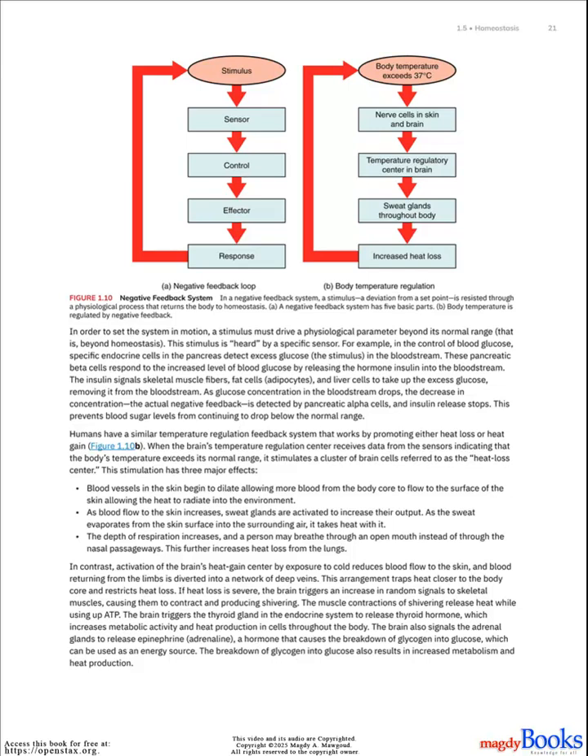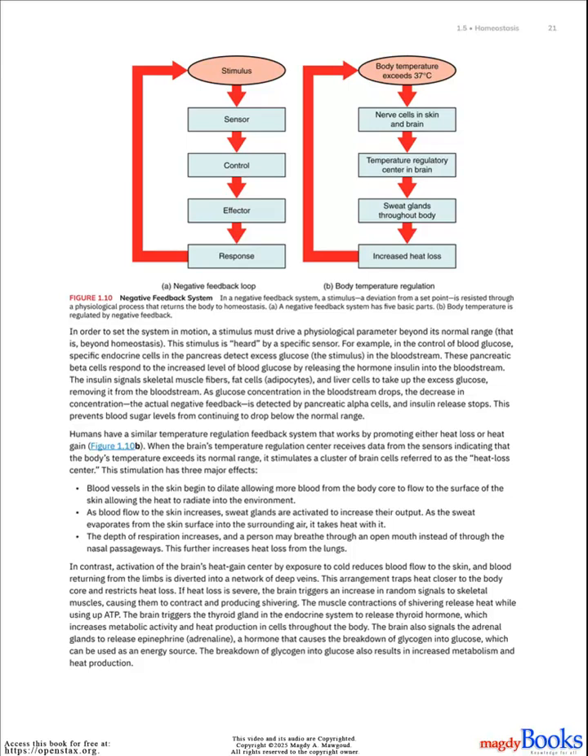If heat loss is severe, the brain triggers an increase in random signals to skeletal muscles, causing them to contract and producing shivering. The muscle contractions of shivering release heat while using up ATP. The brain triggers the thyroid gland in the endocrine system to release thyroid hormone, which increases metabolic activity and heat production in cells throughout the body.